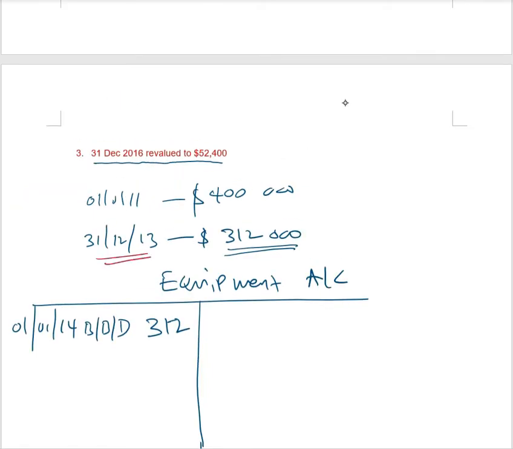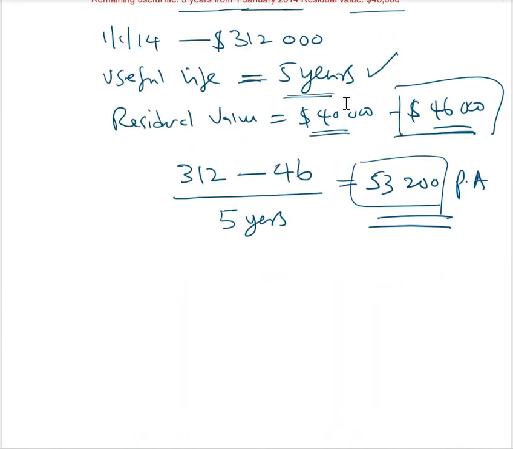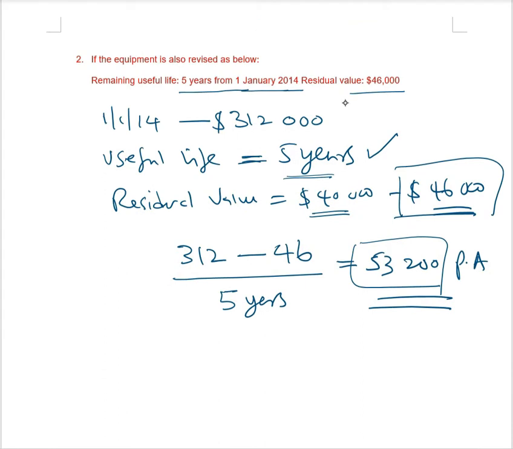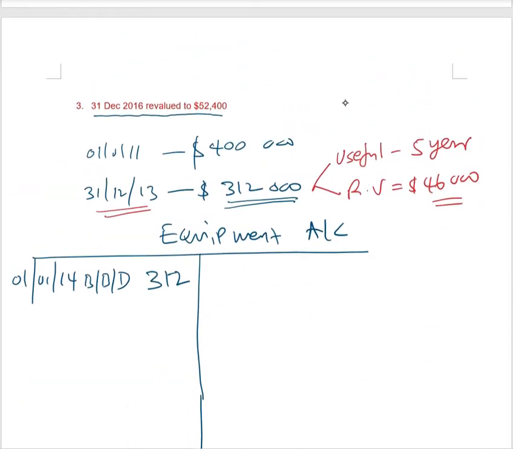Now let's assume on 31st December 2013 this was revalued for 312,000, and also the useful life was 5 years and the residual value was 46,000. So let's assume the second scenario where the remaining useful life was revised to 5 years on 1st January 2014 and also the residual value to 46,000. Same scenario. Okay, so let's continue.